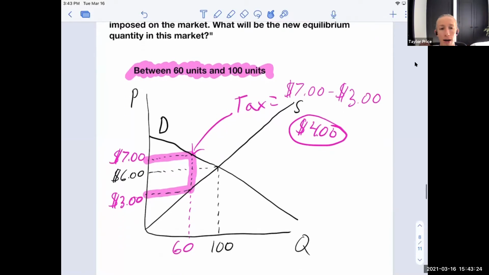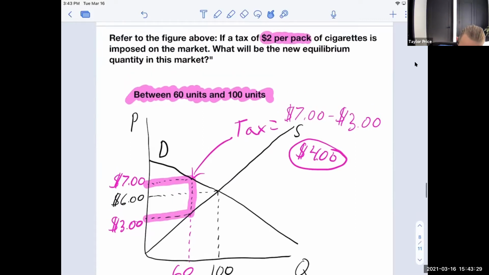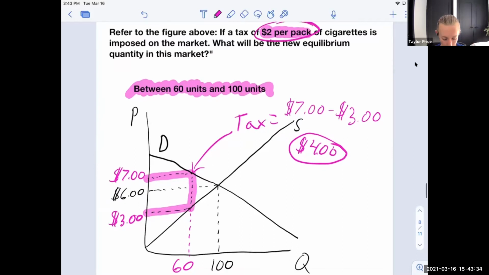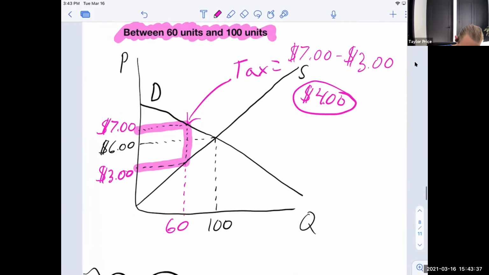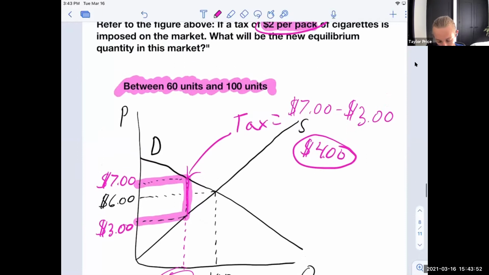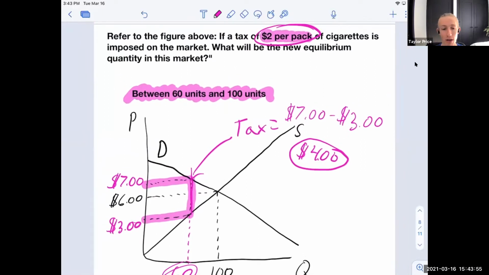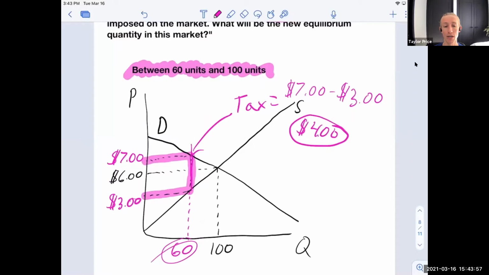So the reason why it's going to be between 60 and 100 is because we know that the tax is going to be $2 per pack. And so because of that, we know that this tax right here, in the example, they tell us that at this particular quantity of 60, there would be a tax of $4. So we know that to get to a tax of $2, it's going to have to be a quantity greater than 60, but less than 100.